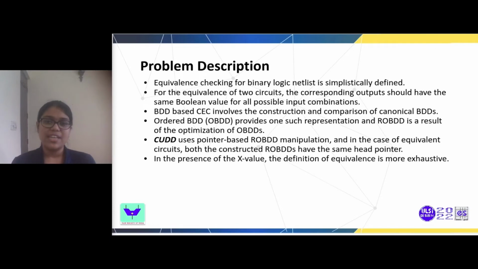Equivalence checking for binary logic netlist is simplistically defined. For the equivalence of two circuits, the corresponding output should have the same Boolean value for all possible input combinations. Binary decision diagram based combinational equivalence checking involves the construction and comparison of canonical, which is unique, BDDs. Ordered binary decision diagrams provide one such canonical representation, and reduced ordered binary decision diagrams are a result of the optimizations of the OBDDs. CUDD uses pointer-based ROBDD manipulation, and in case of equivalent circuits, both the constructed ROBDDs have the same head pointer. This makes equivalence checking a fairly simple process.